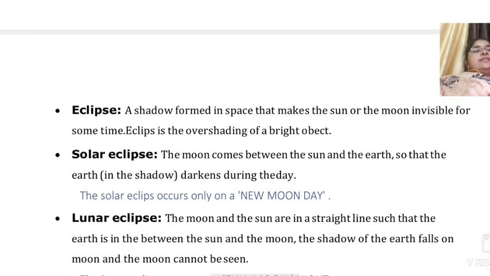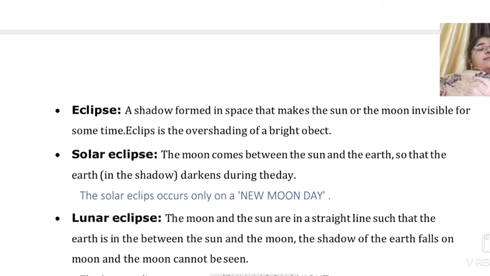Here is an example, students: eclipse, and we all know about eclipse. What is an eclipse? We can see it between the moon and sun, earth and moon. Sometimes a shadow is formed in space that makes the sun or moon invisible for some time. So an eclipse is the overshadowing of a bright object.